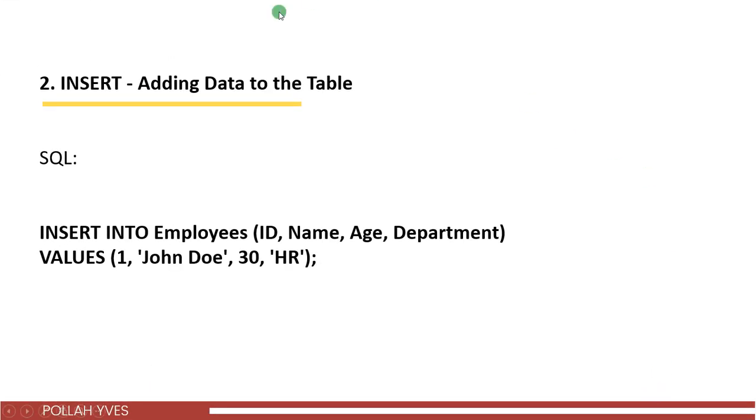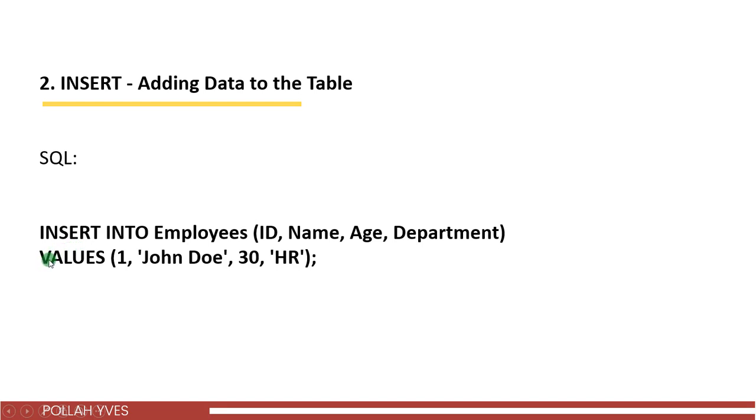Now the next operation is adding data into a table. So how we're doing that is very easy. The keyword here is insert into. You give the name of the table you want to populate with data. Now you open the bracket, you give the different fields you are going to populate. So I want to populate ID, name, age, department. After this bracket here, there's no comma at this level, please. There's no comma, no semicolon. You move to the next line.